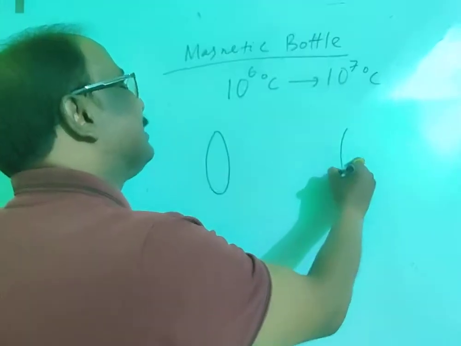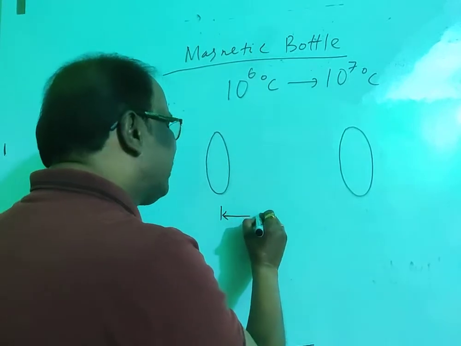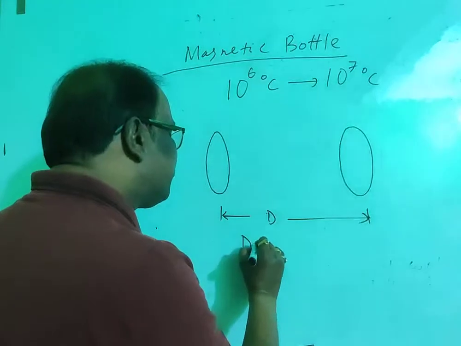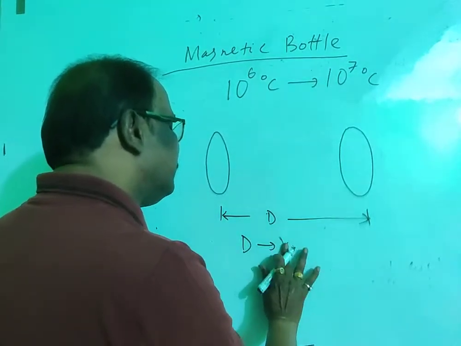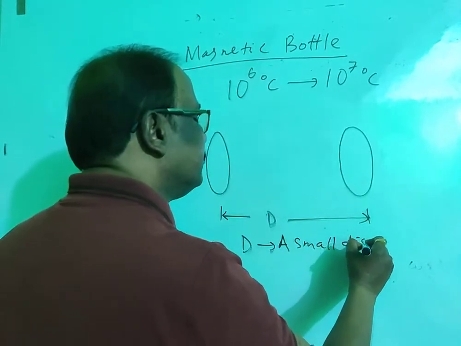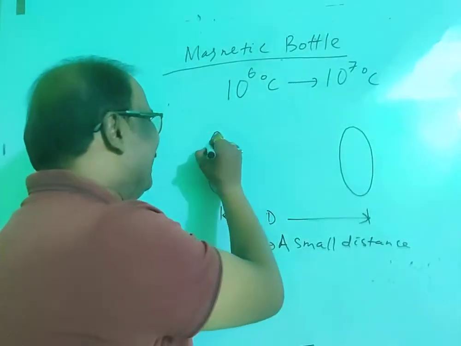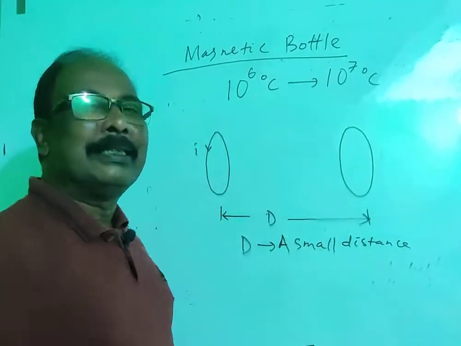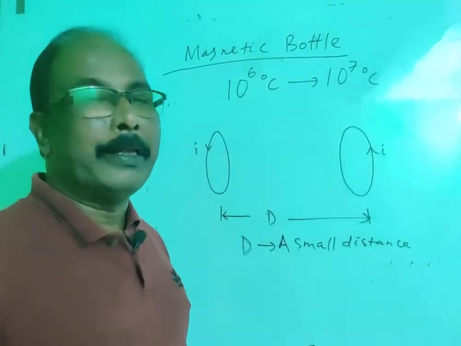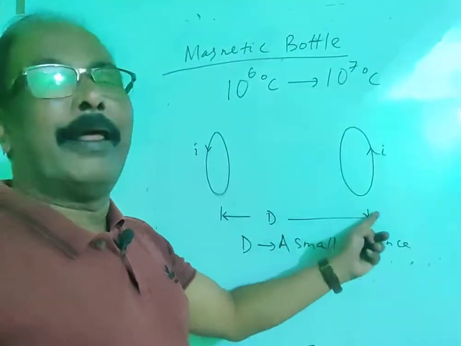Suppose these are two coils. These two coils are separated by, suppose, a distance D, and D is very small. D is a small distance between two coils. Let current I is flowing in this coil, and also current I is flowing in this coil. So this is a current carrying coil, and this is also a current carrying coil.